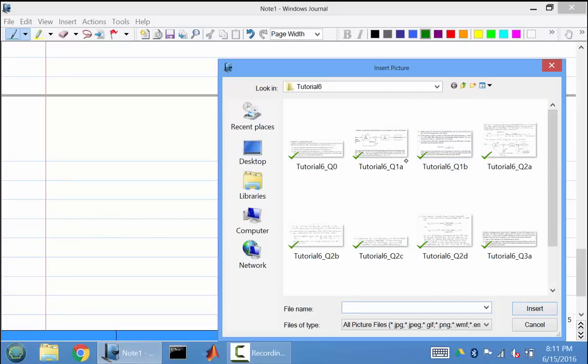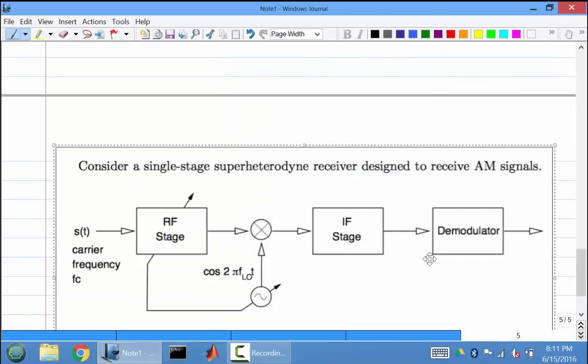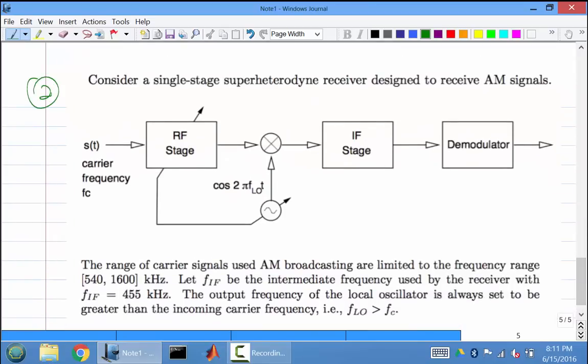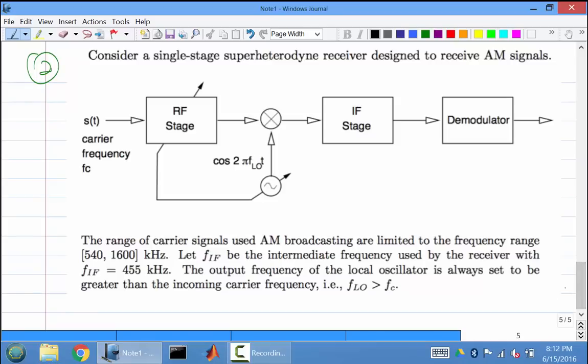Let's do this one. This next question, very simple. Question 2. This is another version of the superheterodyne receiver. There's an RF stage, there's also a local oscillator that you can use, and then there's the IF stage and the demodulator. This is a more simplified diagram.